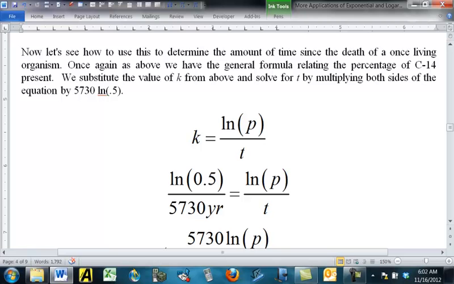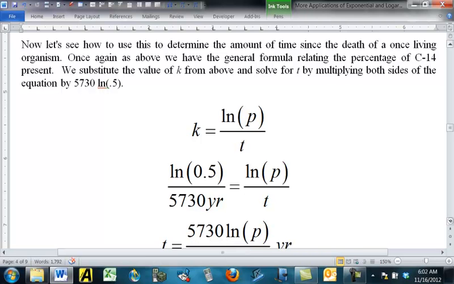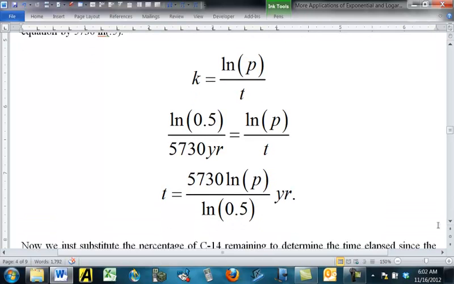Okay, some other issues I'm going to talk about in a minute. So, we know k is the natural log of P over t. Well, k is the natural log of 0.5 over 5,730. Well, that is the natural log of P over the new time. So basically, you've got the natural log of 1/2 over a time we know is equal to the natural log of the percentage we're looking for over the time we're looking for.